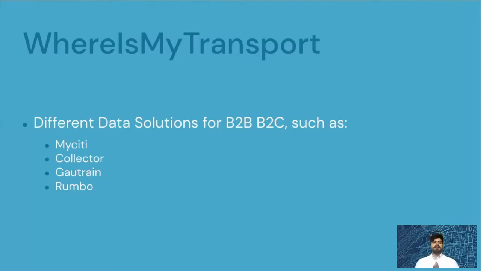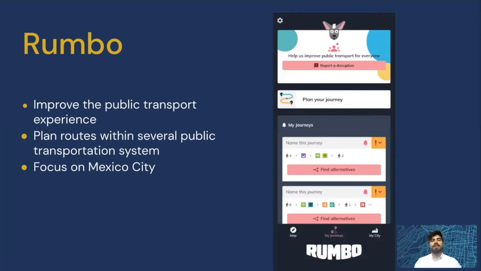So where is my transport? Where is my transport is a great company that is creating trusted mobility data and solutions for emerging markets. They create different data solutions for business to business and business to customer, such as MyCity, Collector, Galtrain, and Rumbo. But let me talk about Rumbo.